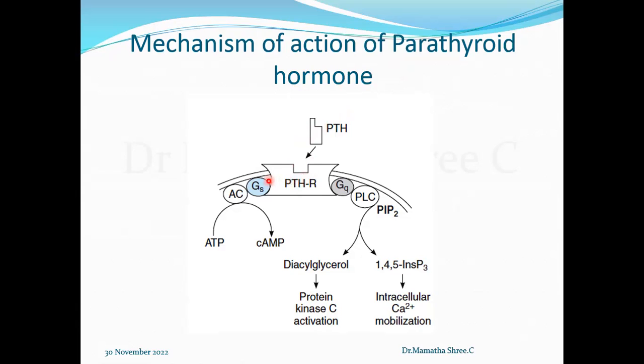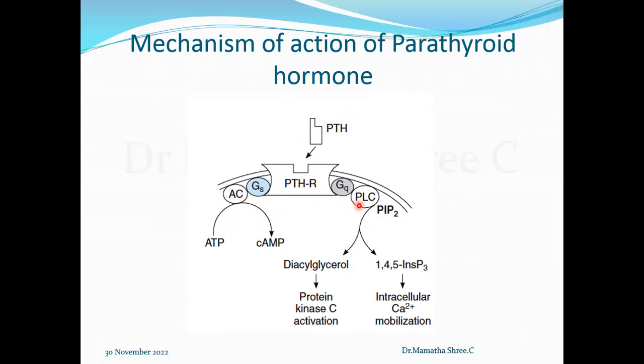It acts through the G protein, wherein adenylyl cyclase is stimulated and ATP is converted into cyclic AMP. So if you have seen my previous video, the actions of second messengers, you would have seen what the actions of cyclic AMP are and how it acts.